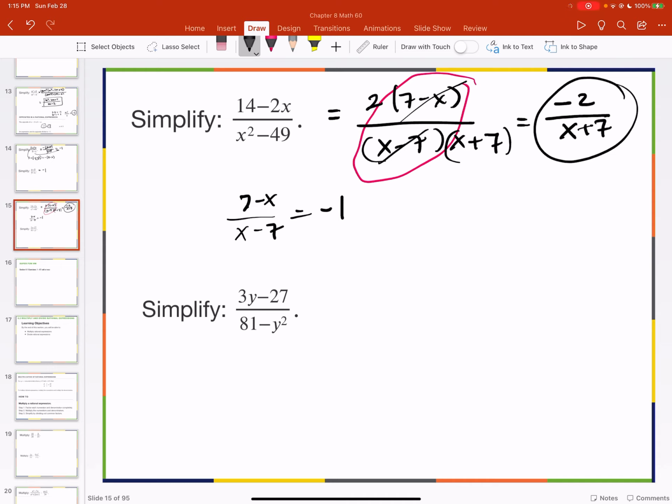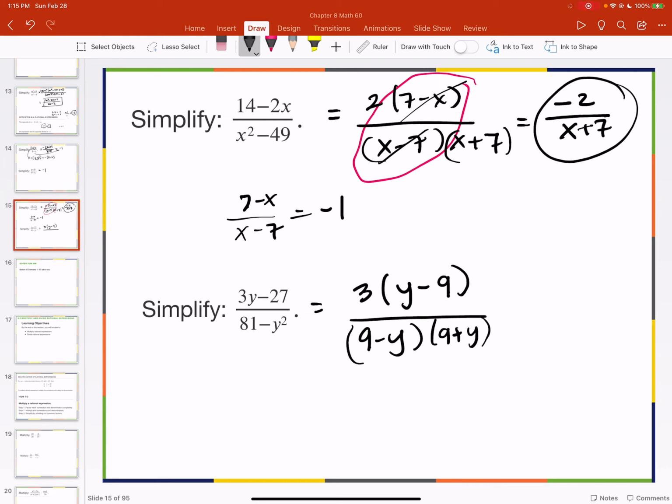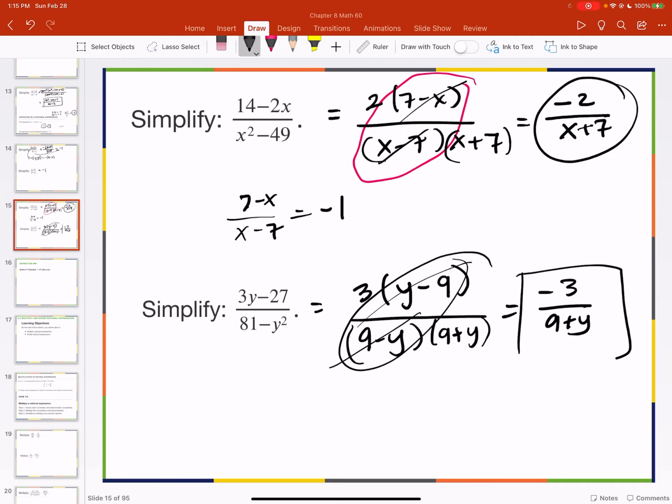Okay, let's try this again. The top is 3y minus 9, and on the bottom you get 9 minus y, 9 plus y. So this cancels and becomes negative 1, so that's negative 3 over 9 plus y, and we're done.